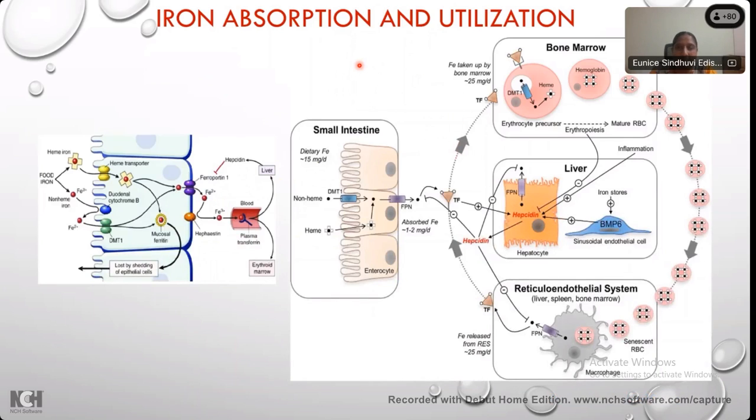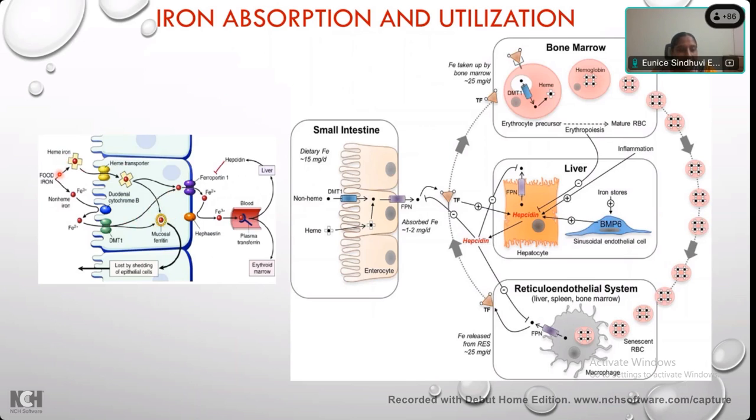How is this iron absorbed and utilized? As we all know, dietary iron is in the form of Fe3+, the non-heme iron form. This Fe3+ is converted by the enterocyte duodenal cytochrome B to Fe2+. This Fe2+ is then transported into the enterocyte via the Divalent Metal Transporter 1. Once it is inside the enterocyte, it can follow two paths. It can either be exported out, or it can be stored as ferritin in the enterocyte.